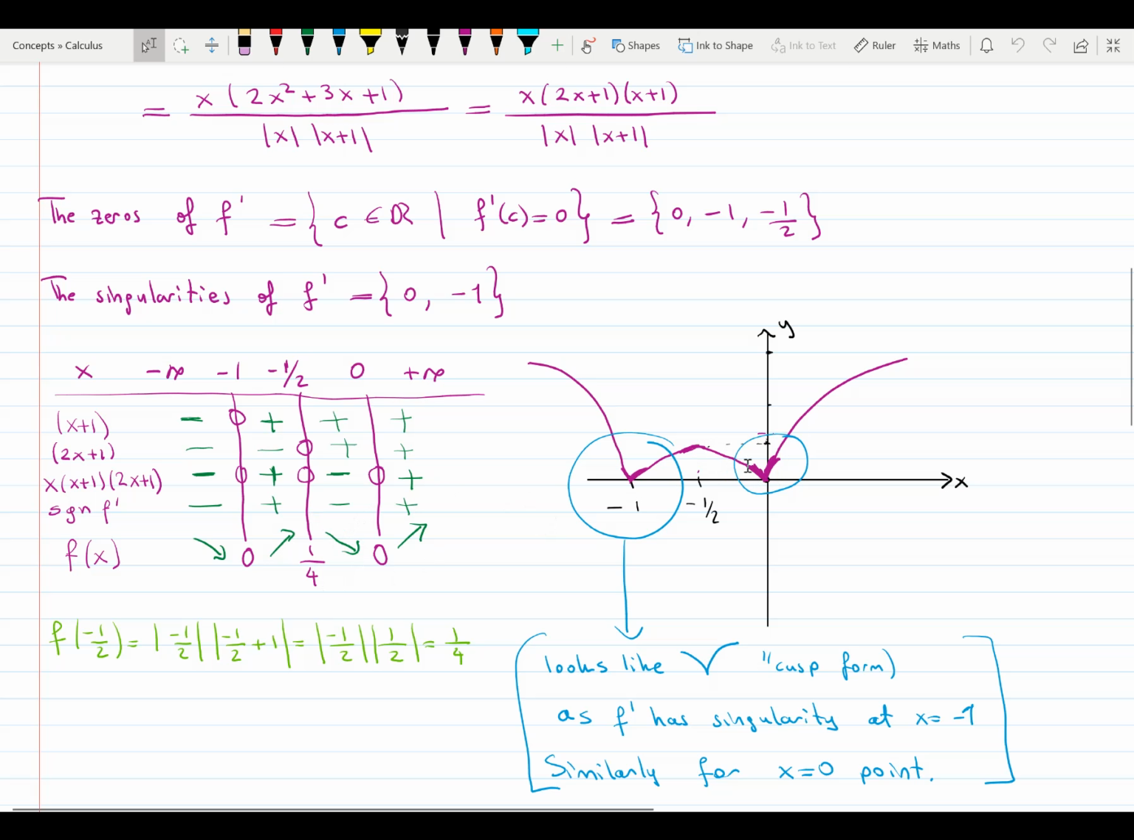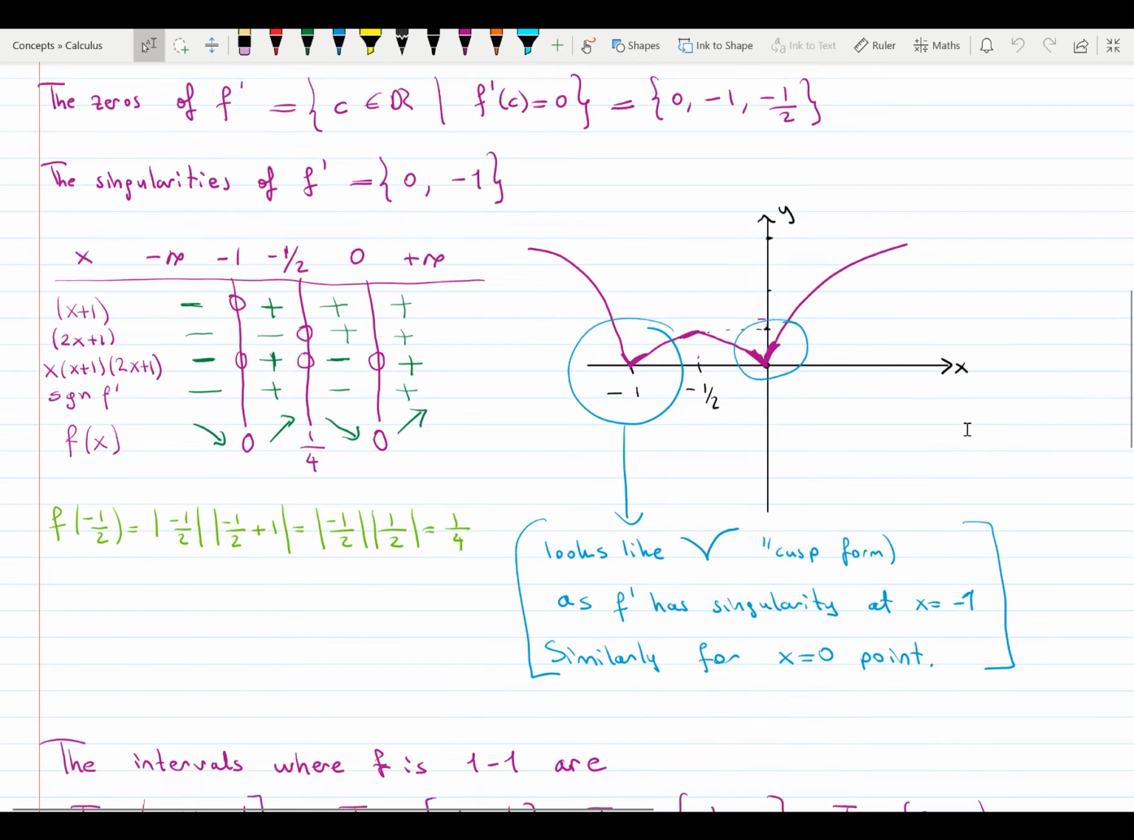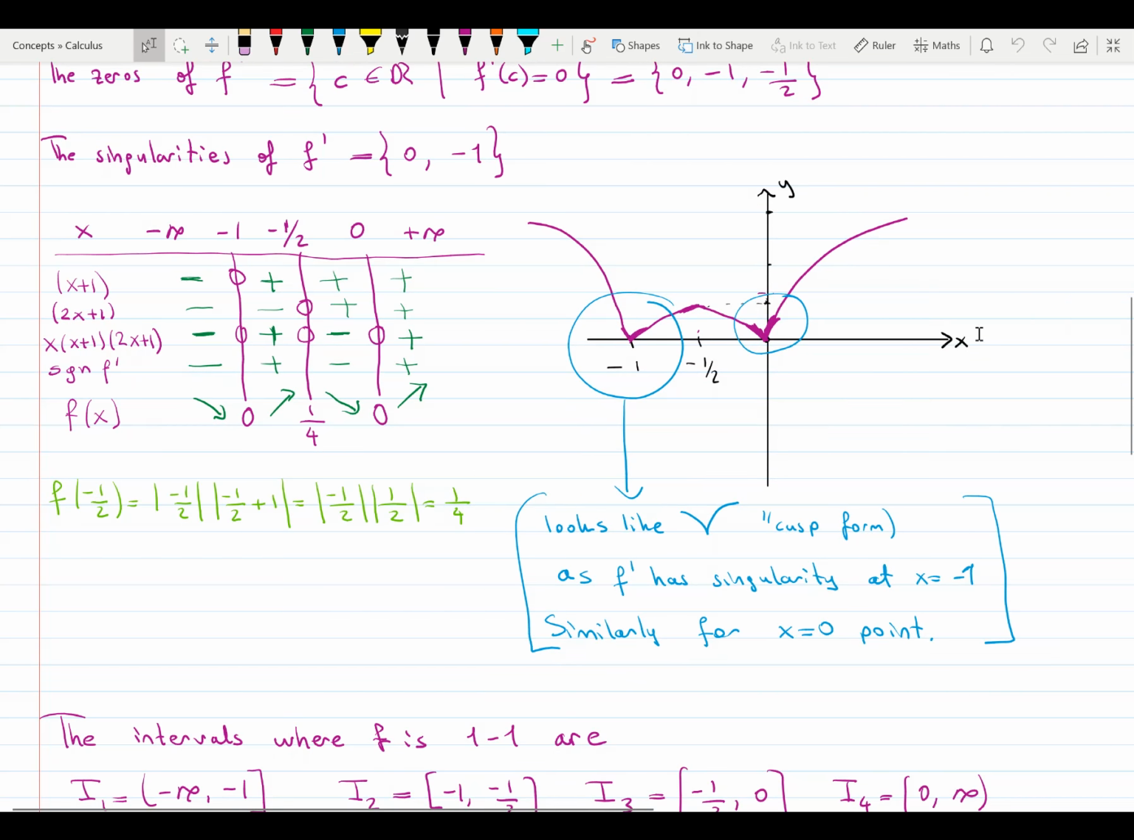Now, this part looks like a tip because it's a cusp form. Why? Because f prime has a singularity at x equal to minus 1. So this is a singular point, so it will look like a cusp. And here as well, we have a cusp. At x equal to 0, we have a singularity. Okay, so that is the graph of the function.